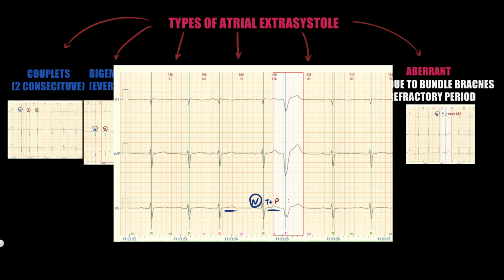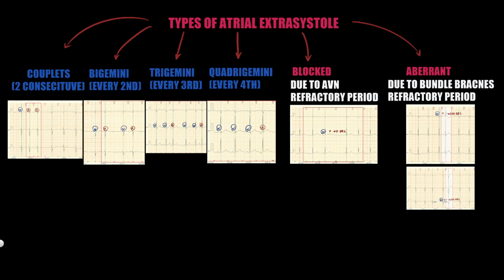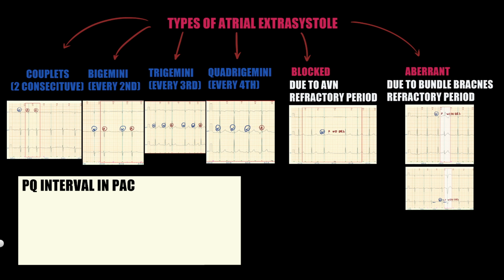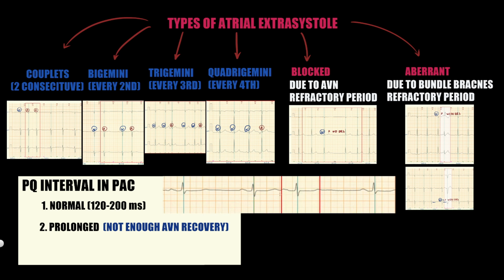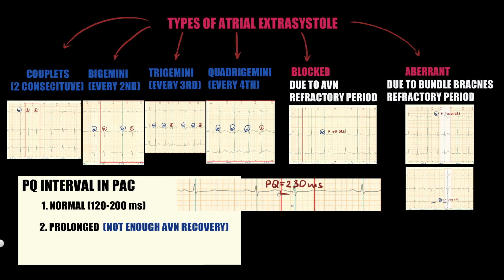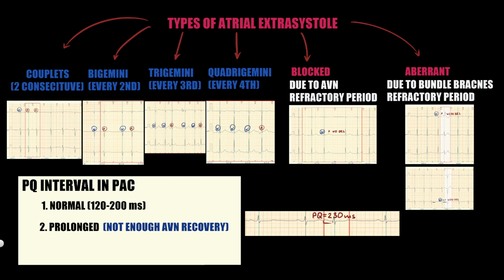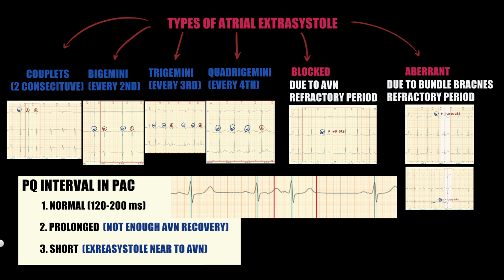Please note, the extrasystolic P wave can be merged with the previous T wave. The PQ interval in atrial extrasystole can be in the normal range, but it also can be prolonged, when the extrasystole reaches the AV node before it has fully recovered from the previous impulse, and it conducts the impulse slower, as in this example. The PQ interval also can be shorter than the normal range, in case the extrasystolic origin is closer to the AV node than the sinus node.